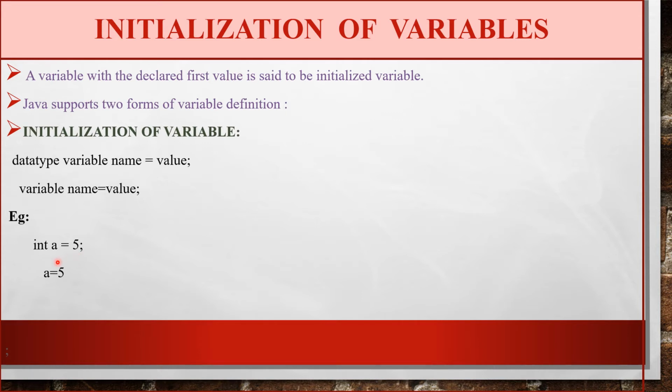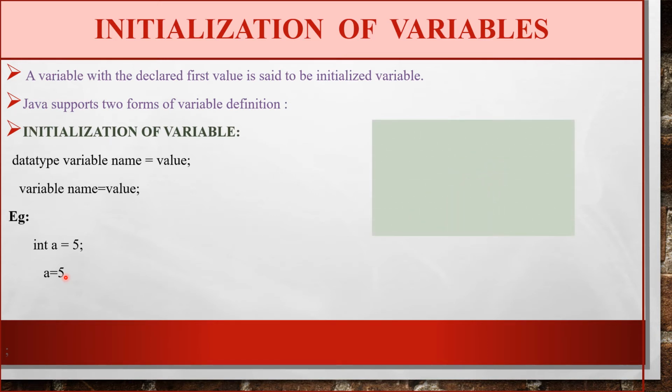While if we would have written integer a semicolon, that would have been a declaration part, and in the next statement if we had written a is equals to 5, we may call it as initialization part. So declaration and initialization done separately in two simple statements.